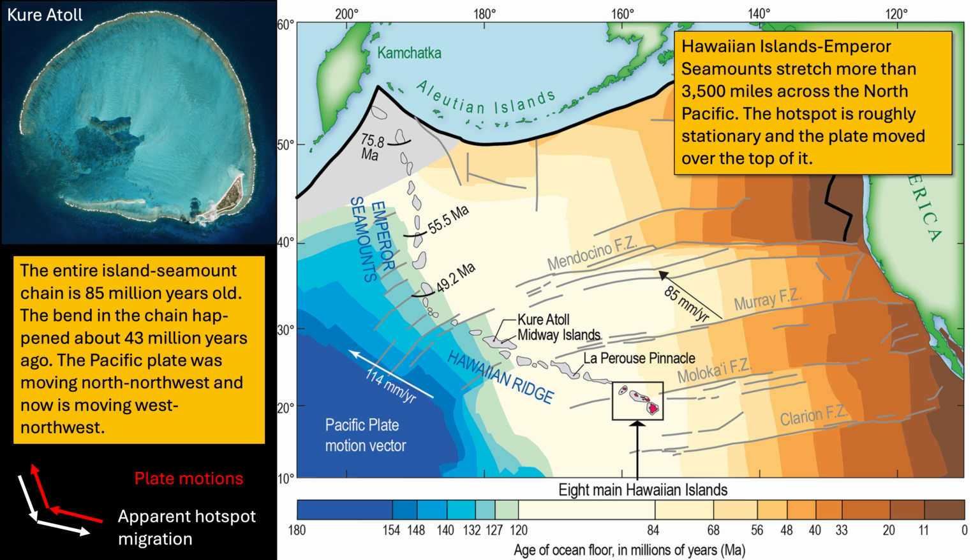The plate motion has changed over the top of the hotspot. The apparent hotspot migration, in the red there, seems to go to the southeast and then to the east-southeast, whereas the true motion that's actually generating the island chain plus the seamounts goes to the west first and then to the northwest.